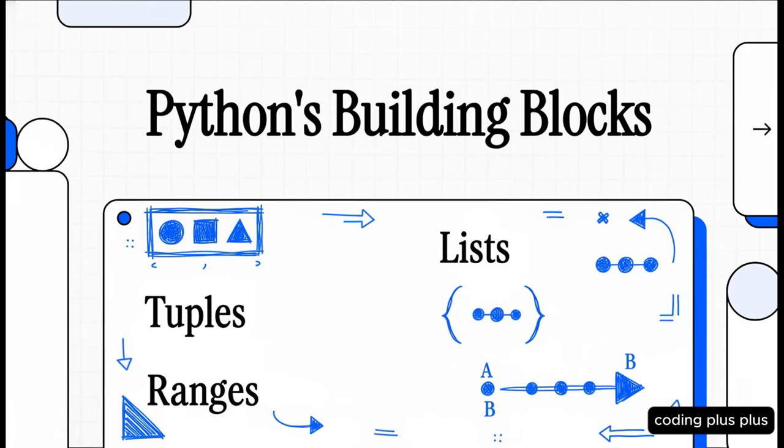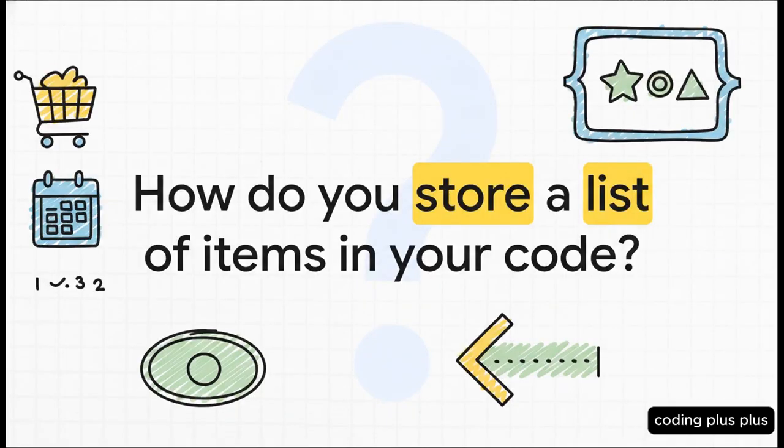In Python, how you organize your data, well, it's pretty much everything. So today we're going to break down 3 of the most fundamental ways Python handles data, in order: lists, tuples, and ranges. So imagine this, you're deep into writing some code, and you run into a super common situation.